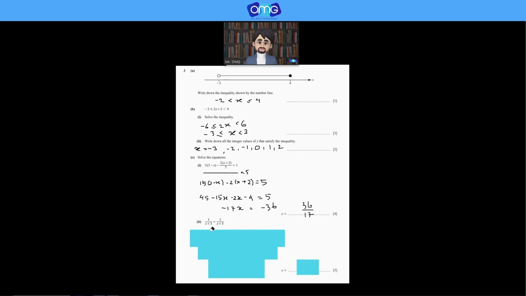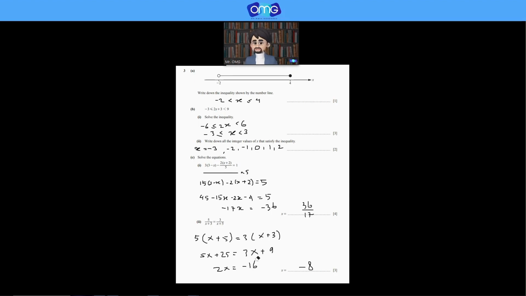While for the next one, we need to cross multiply. So we get 5 multiplied by x plus 5 equals 3 multiplied by x plus 3. And we get 5x plus 25 equals 3x plus 9. Plus 9 moves to the other side, becomes minus 9, and 25 moves to the other side, becomes minus 16. And 5x minus 3x becomes 2x, equals minus 16. And that's the answer.